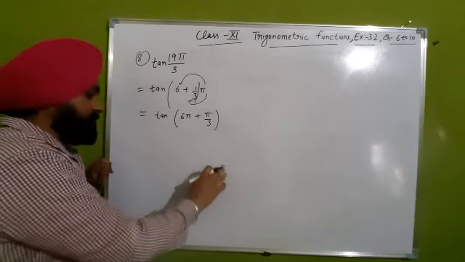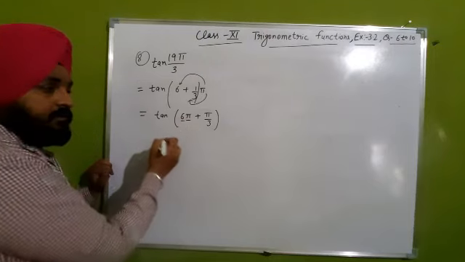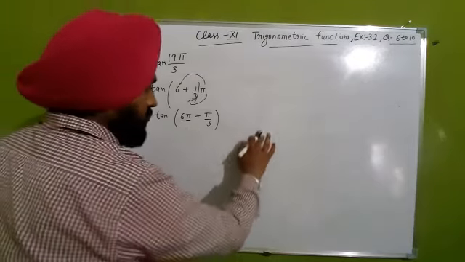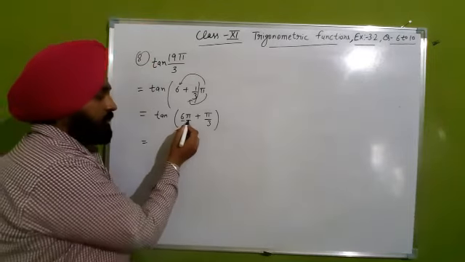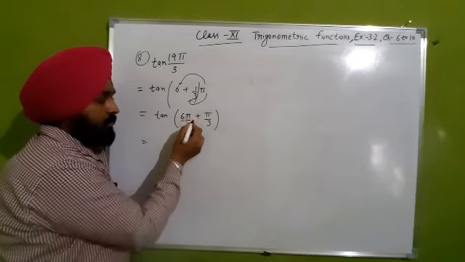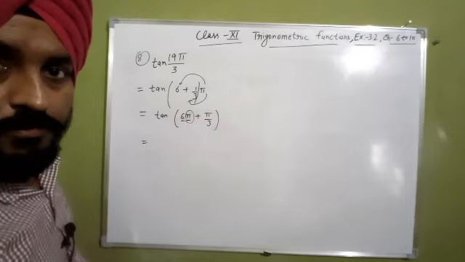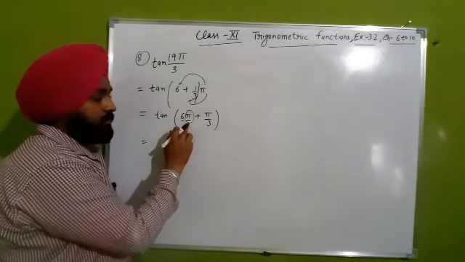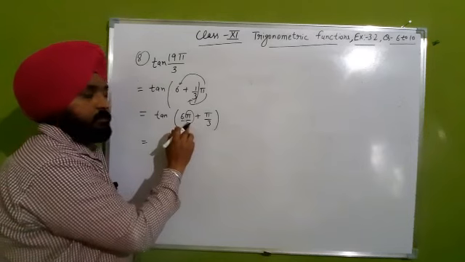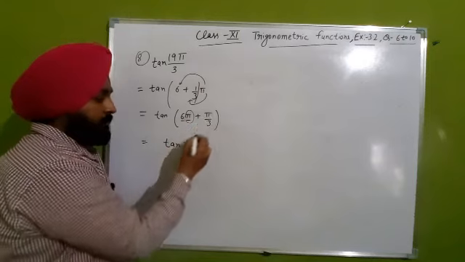Now check it. Pi is under multiplication with 6. Because here it is under multiplication of pi, will tan change into cot or not? No. So tan remains tan there because it is under multiplication of pi. 6 is multiplied with pi. So tan will remain tan of pi upon 3.